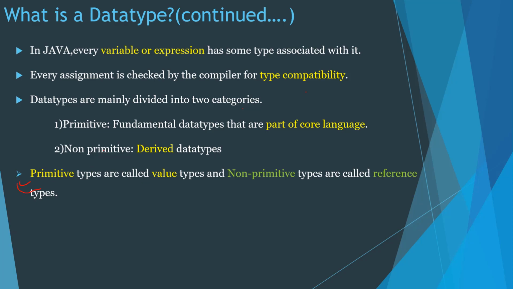So what is the crux of this slide then? Every variable or expression has some type associated with it. Every assignment is checked by the compiler for type compatibility. You cannot randomly assign values to a variable of any type. There are mainly two types of data type in Java, primitive and non-primitive. Primitive are the most fundamental, most basic data types. Non-primitive are derived data types, derived from these primitive data types only. Primitive types are also called value types, and non-primitive types are also called reference types.